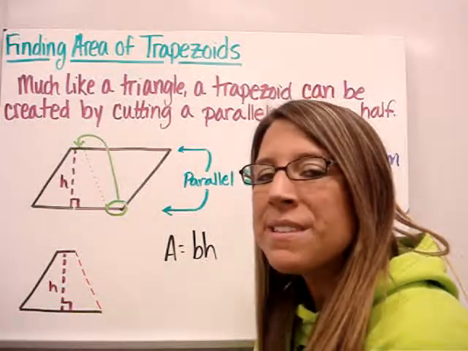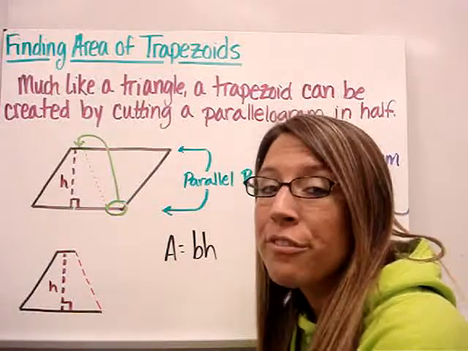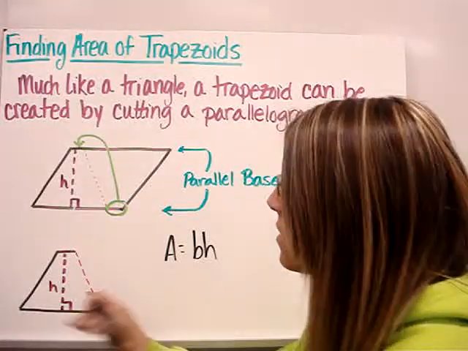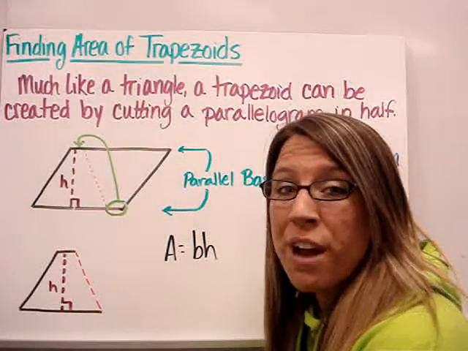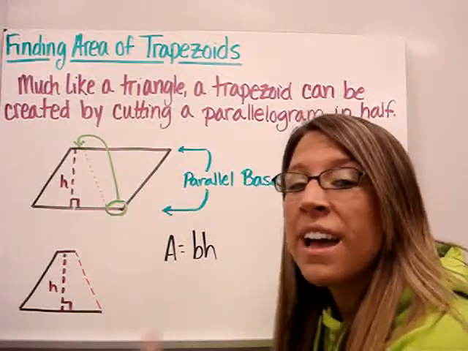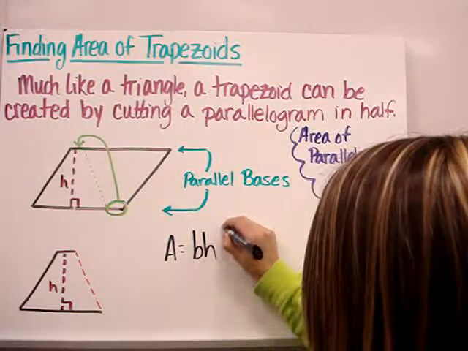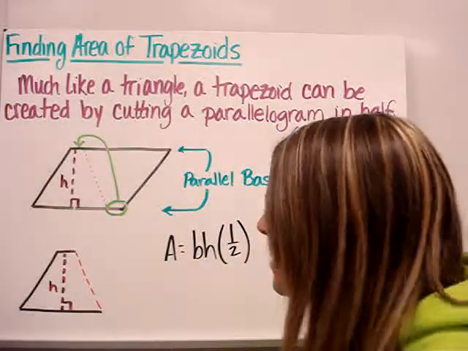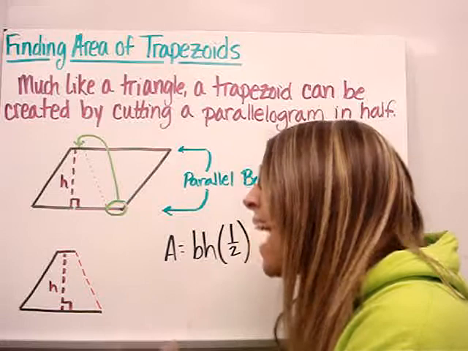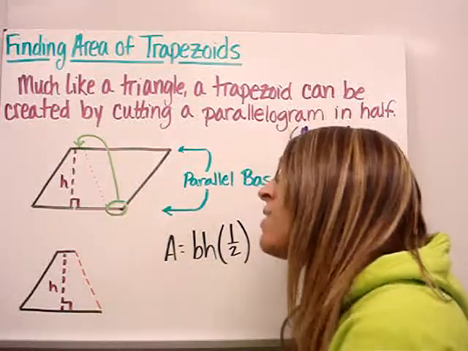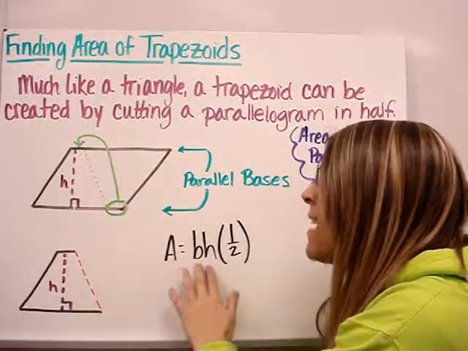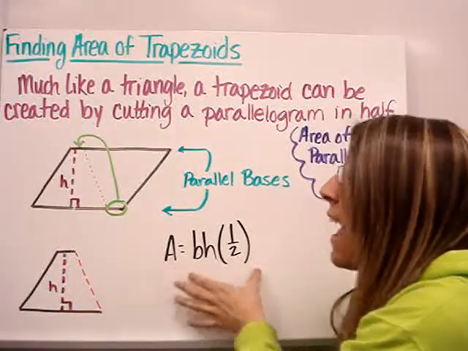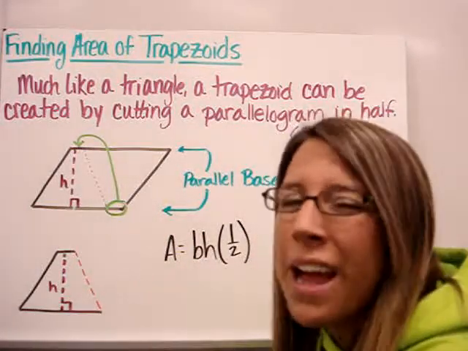But remember, what happened to the area when I cut it in half? The area has decreased by half, right? I have cut the area in half. So I can denote that by saying, well then, this trapezoid is 1/2 the area of that parallelogram. Whatever the measures were, base times height, this is now 1/2 of that. But this is not a triangle.